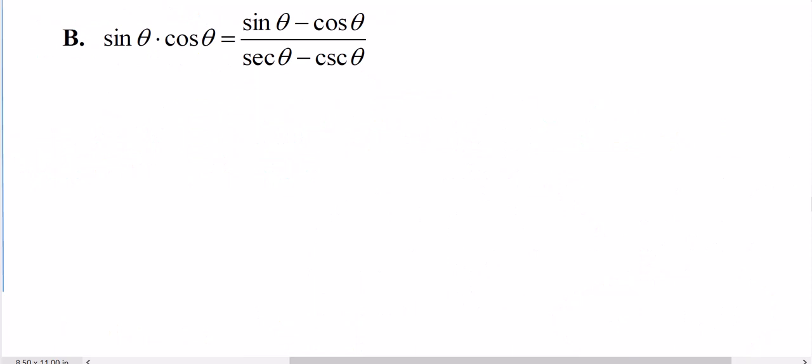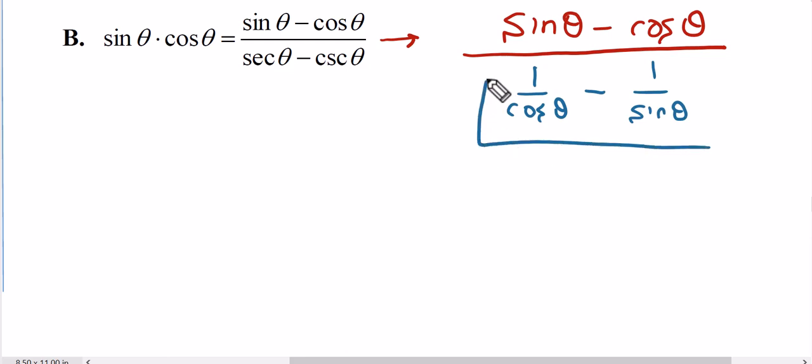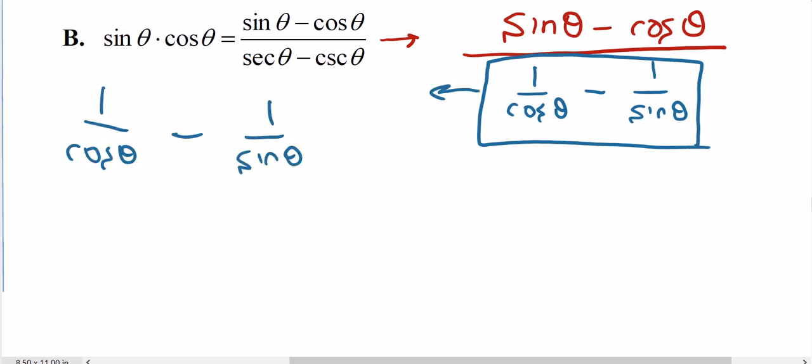Part B, may I suggest that we do the right side. Since the right side has fractions and subtractions, it's the uglier one. So we're going to express everything in terms of sine and cosine. Secant is 1 over cosine, and cosecant is 1 over sine. We're going to go ahead and leave the red part of this alone and focus on the blue part for now. We need a common denominator.